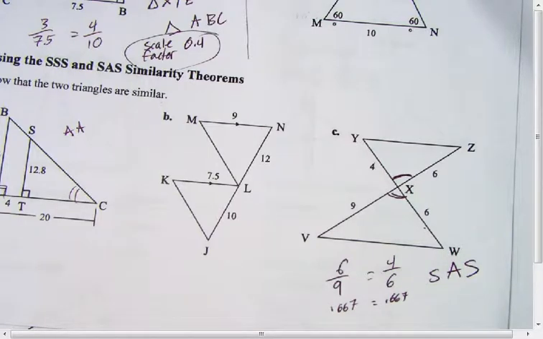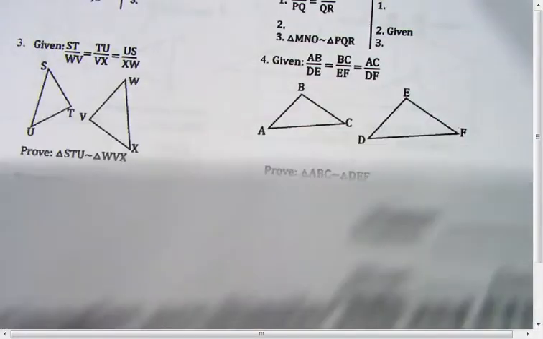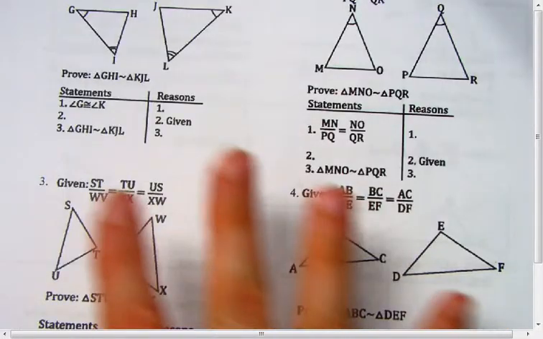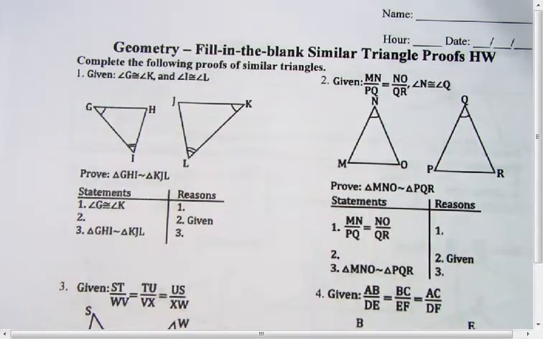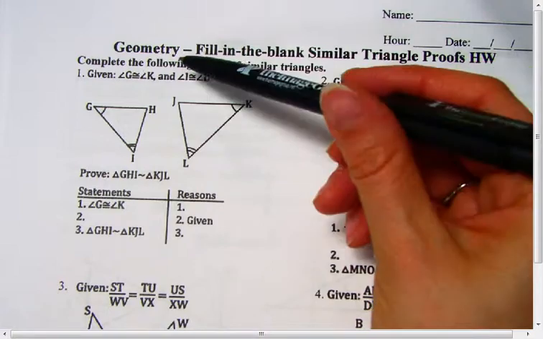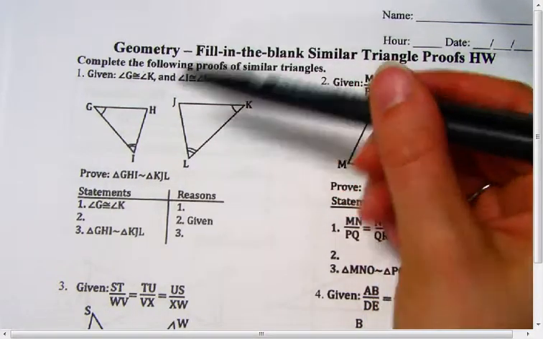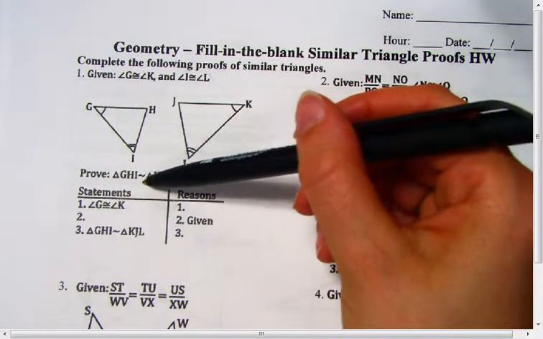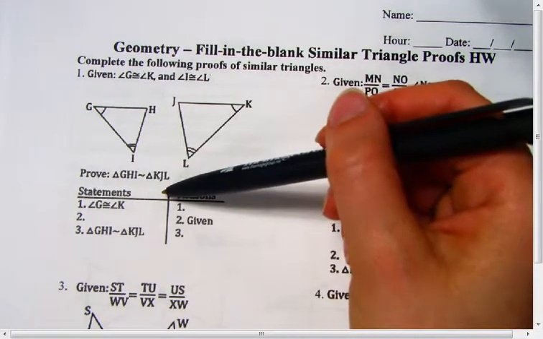Okay, let's turn it over. Look at them. Oh, that was it. There is no back for this one. Okay, so your homework, let's do number 1 together. It's a fill in the blank proof. They're pretty straightforward. Okay, we're given that J and K are congruent and I and L are congruent, and we want to prove that the 2 triangles are similar. Remember, they don't have an equal sign under them, so they're similar instead of congruent.